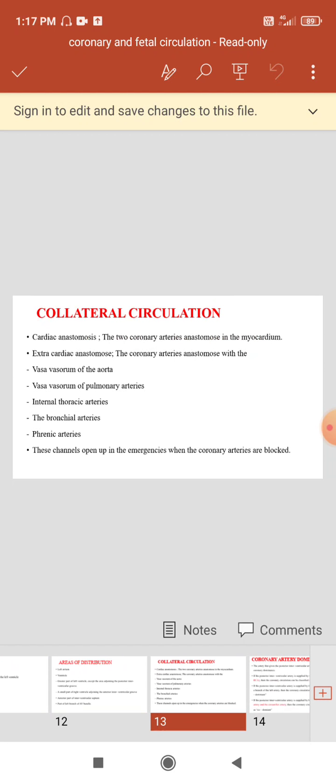Then we'll discuss the collateral circulation. In cardiac anastomosis, the two coronary arteries anastomose in the myocardium. In extracardiac anastomosis, the coronary arteries anastomose with the vasa vasorum of the aorta, vasa vasorum of the pulmonary arteries, internal thoracic arteries, bronchial arteries, and phrenic arteries. These channels open up in an emergency when the coronary arteries are blocked.